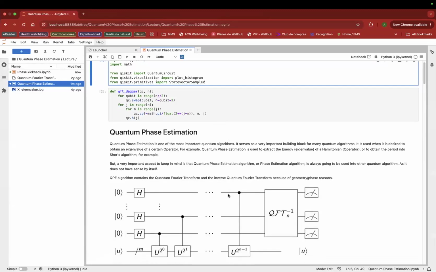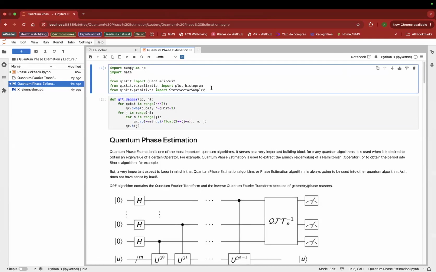Before I start explaining the quantum phase estimation algorithm, this is why I say that of the simplification. Now the primitives are a state vector sampler or a state vector estimator. In previous versions of Qiskit, it was just the sampler or the estimator, and they are now different.